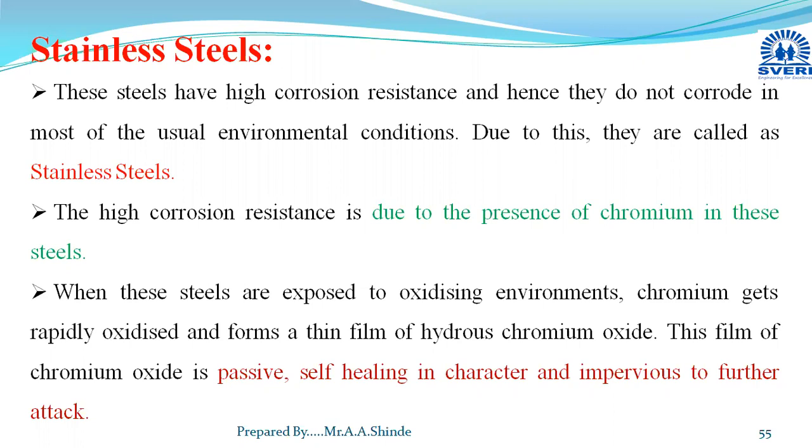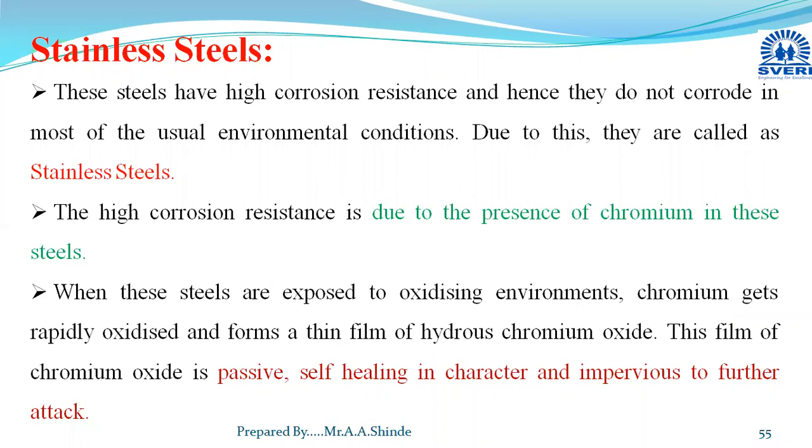Now why is this high corrosion resistance present in the steels? This high corrosion resistance is due to the presence of chromium. A high amount of chromium is present in these steels, which results in the high corrosion resistance. Now, how does the presence of chromium increase the corrosion resistance? Whenever these steels are exposed to the oxidizing environment, the chromium present in these steels comes in contact with the oxygen, and chromium gets oxidized. Due to the oxidation of this chromium, a thin film of chromium oxide is formed.